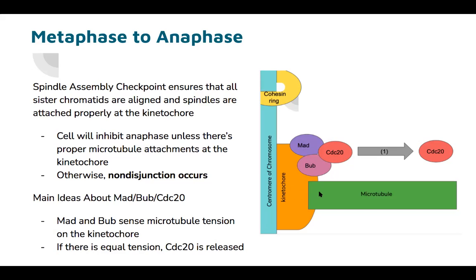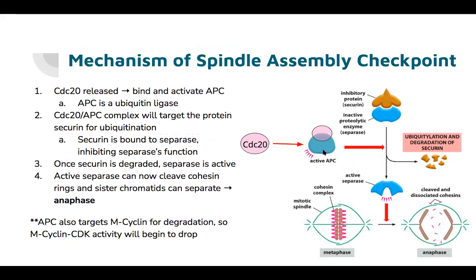Oh no, I think it is equal tension. Okay. So when they're sensing this equal tension, then CDC20 gets released from the complex. And so then it's just available in the cell floating around. Yeah. And so then it finds the APC and activates it. Yeah, because if it's not equal, then you increase the chance that one side gets pulled more.